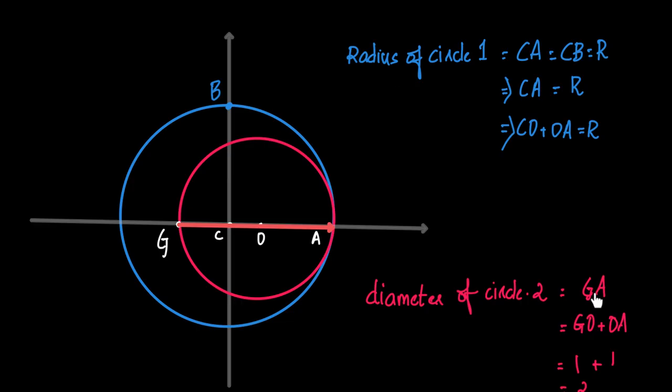So the diameter is GA. How do you write GA? GA can be written as GO plus OA. What is the radius? The radius is given to us as 1. Therefore, GO will be 1, OA will be 1, and therefore the diameter of the circle is 2. Diameter GA is equal to 2. Okay?